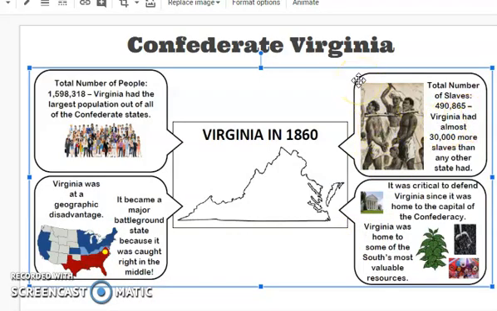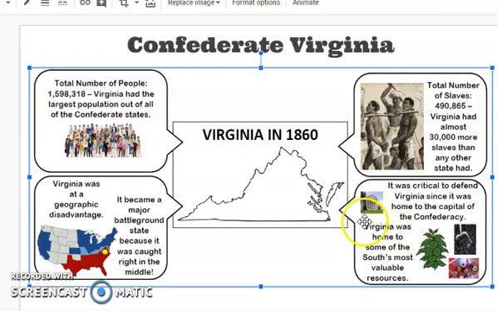Over here in speech bubble number 3, we talk about the total number of slaves. 490,865. That is a lot of people in slavery. Virginia had almost 30,000 more slaves than any other state had. You may ask, why was that? And a large part of that is, when we talked about Jamestown in 1619, when the Africans came over, they came over against their will. So that is where the slave trade started. And that's where a lot of the slaves stayed as the plantations, the tobacco plantations took hold.